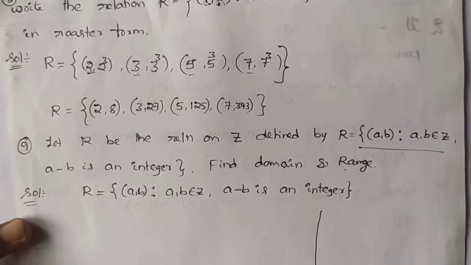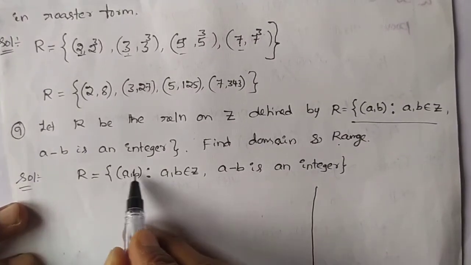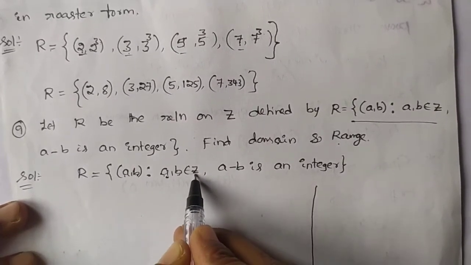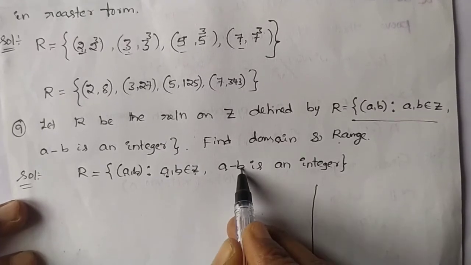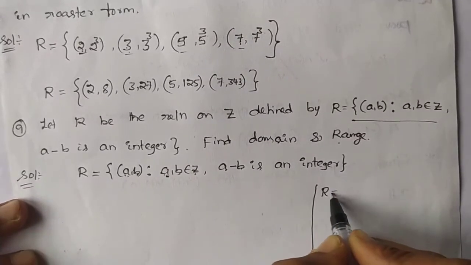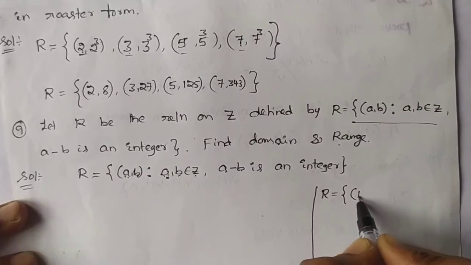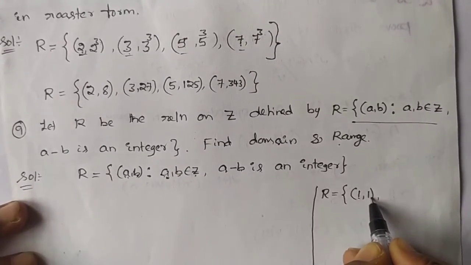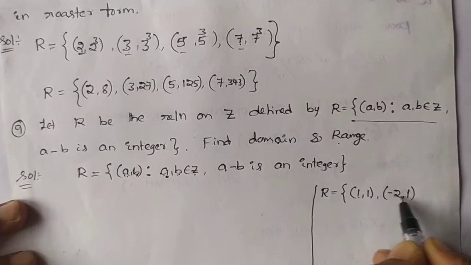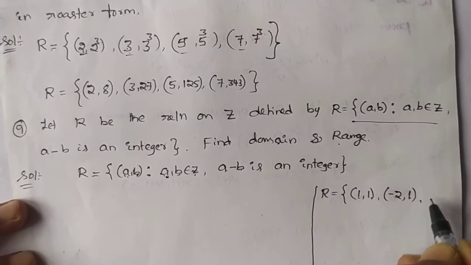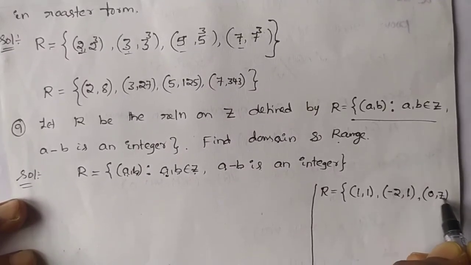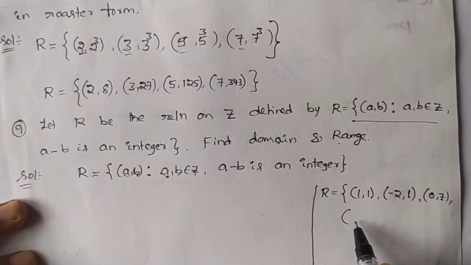For example, here the relation is defined by ordered pair (a, b) such that both the first element and second element are integers. Next, the difference a minus b is also an integer. Suppose let us take integers, I will take 1, 1. 1 minus 1 is 0. 0 is an integer. Next, minus 2 and 1. Minus 2 minus 1 is how much? Minus 3. Minus 3 is also an integer. Next, 0, 7. 0 minus 7 is minus 7, which is also an integer. I'm just taking the numbers.